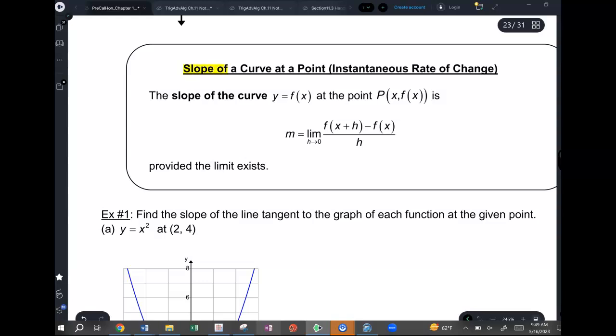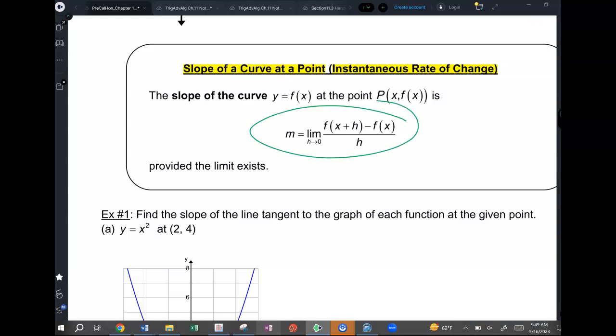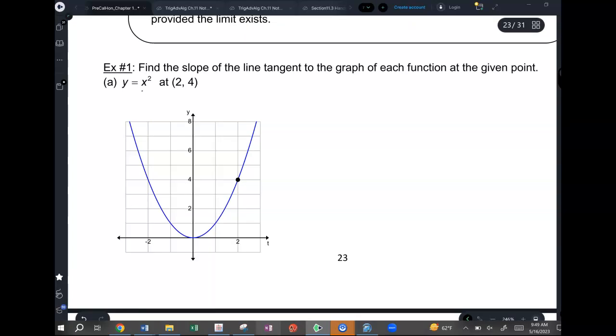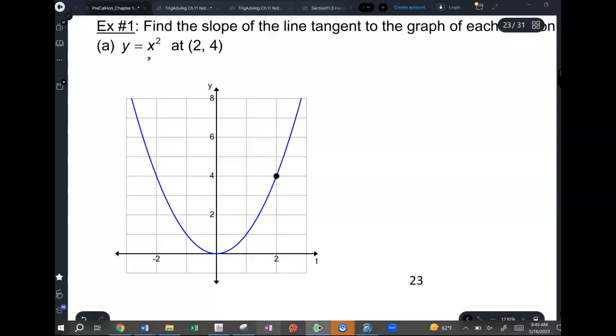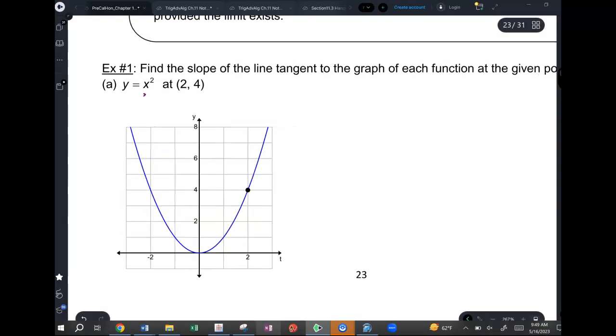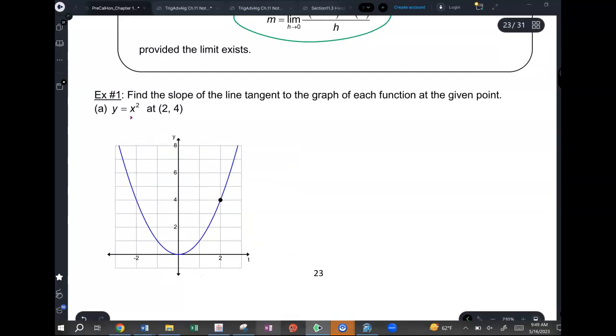So the slope of a curve at a point is also called the instantaneous rate of change. Right? This is our cute little formula that we just discovered together. Okay? All right. So here we go. Gabe, to answer that question, here's the first one. Find the slope of the tangent line to the graph of each function at the given point. So the function is x squared. We need to find the slope at 2, 4. Okay? All right.